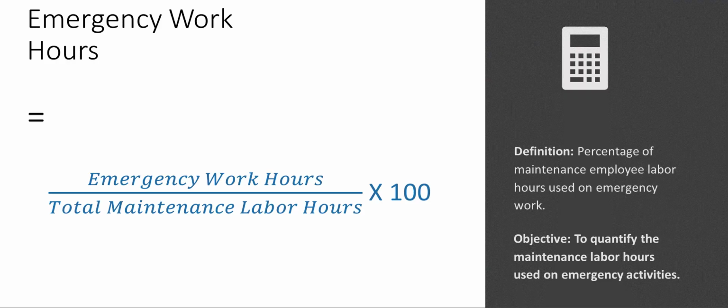The definition of emergency work is the percentage of maintenance employee labor hours used on emergency work. The metric is to quantify the maintenance labor hours used on emergency activities. The formula is emergency work hours divided by the total maintenance employee hours times 100 to get that percentage.